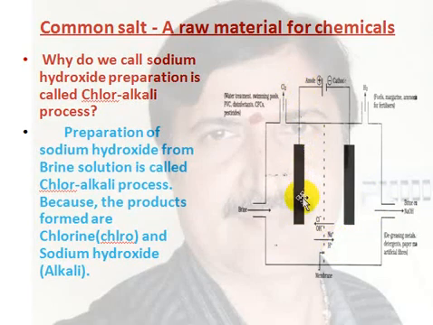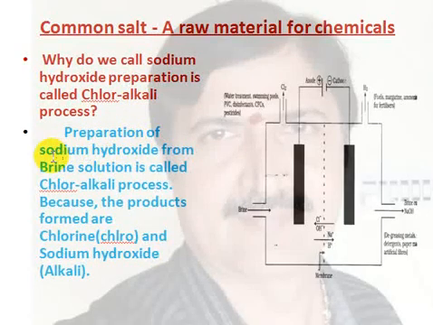See, this is the anode. Near the anode, chlorine gas is liberated and it can be collected here. Near the cathode, hydrogen gas is liberated. This can be collected here. Near the cathode here, sodium hydroxide is produced. So we are calling this process chlor-alkali process. Let us study why we call this process chlor-alkali process.